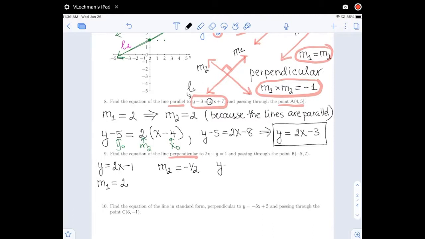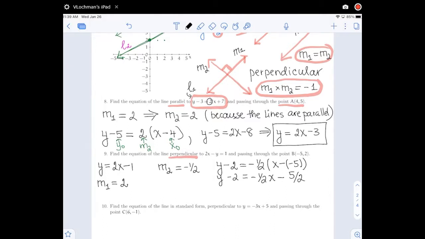So y minus 2 is equal to negative 1/2 times x minus negative 5. Let's simplify this. This is y minus 2 is equal to what? Negative 1/2 x. And then here I have 3 negatives, right? Which will give me a negative. You can distribute that inside the parentheses first. You're going to get x plus 5. And then times another negative, we're going to get negative. So this will be minus 5 over 2.